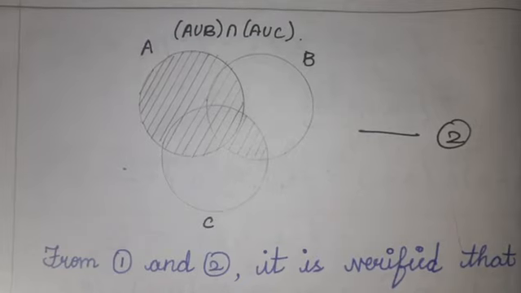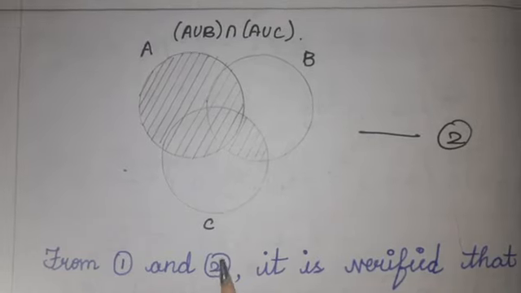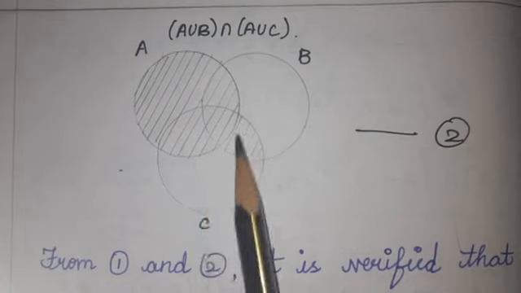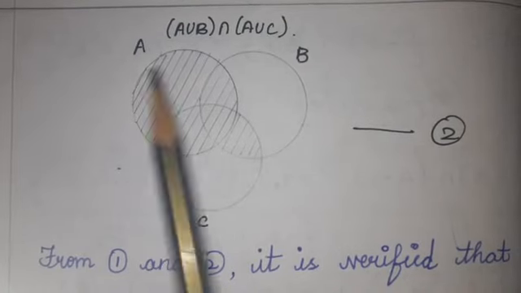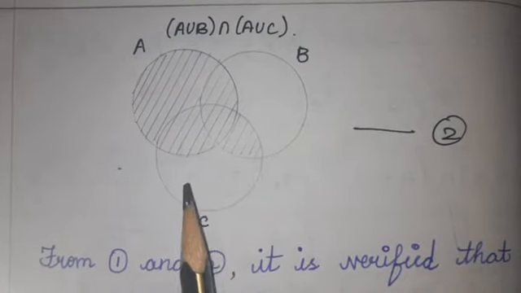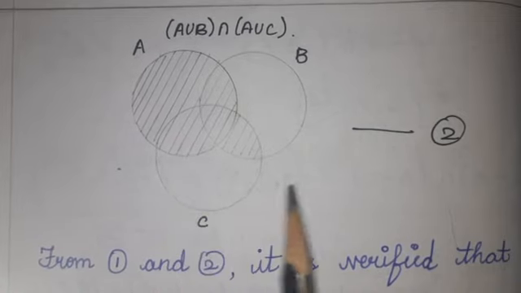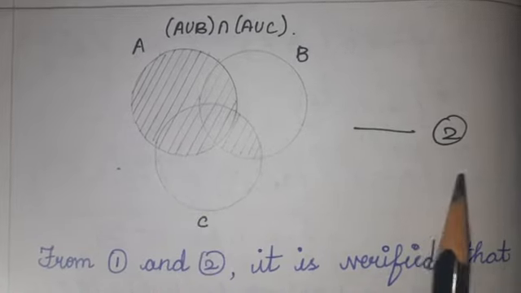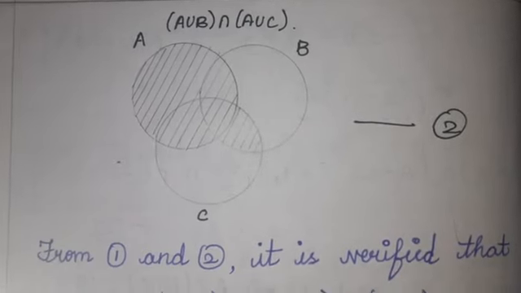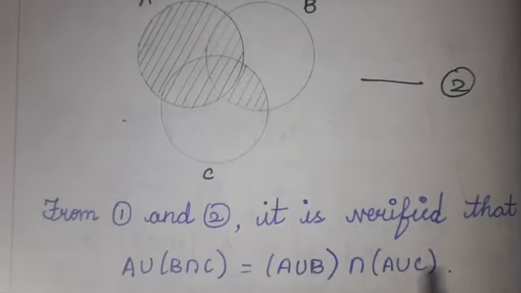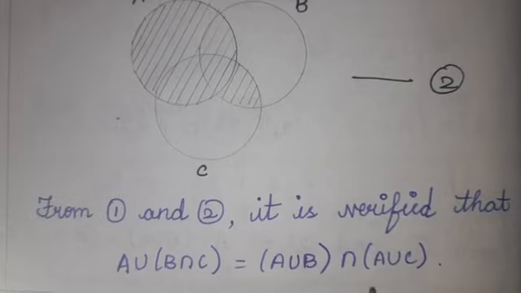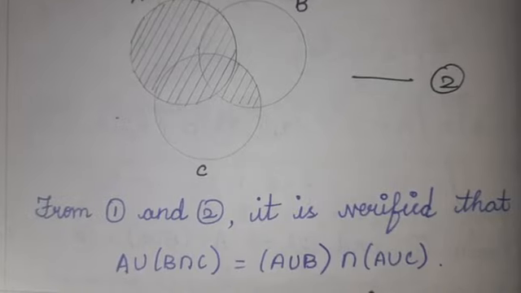Next we have to find for both intersection. So draw the 3 circles, give the names as A, B, C. When you take the intersection, you will get this one. So this is the RHS side answer. So you should mark it as 2. At last you should write the sentence from 1 and 2: it is verified that the formula is right. If you have not written this, we will reduce 1 mark.